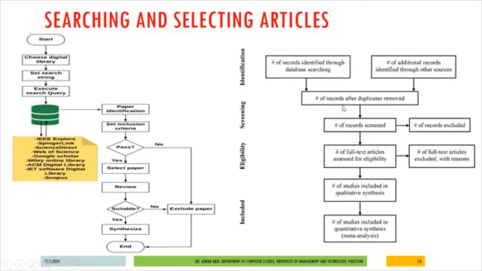So again, we search through the databases and other possible venues as well, if required. And then we remove the duplicate articles when we find articles from Google Scholar and IEEE Xplore and all that. So there is a possibility that we have duplicate articles. We remove the duplicates. Then in the screening, we see just the title and abstract, and then we see the full articles, and exclude articles which are not suitable for our research.